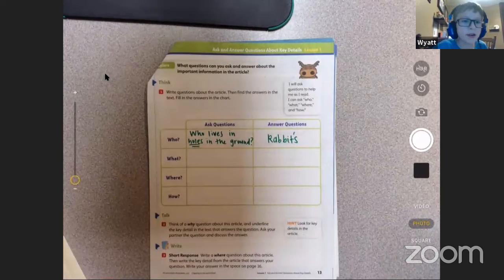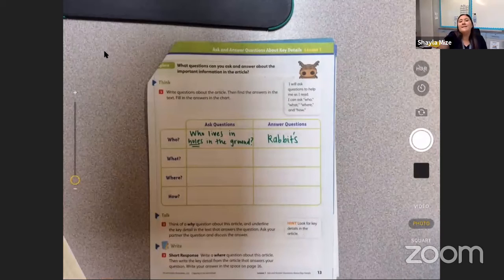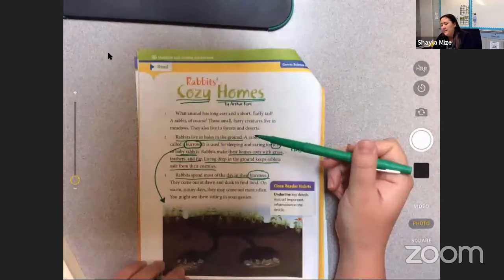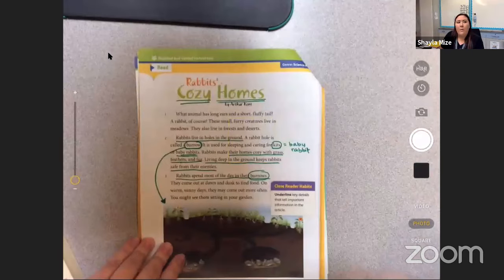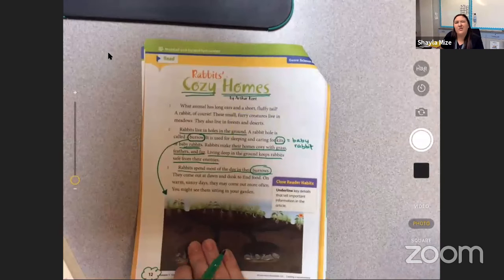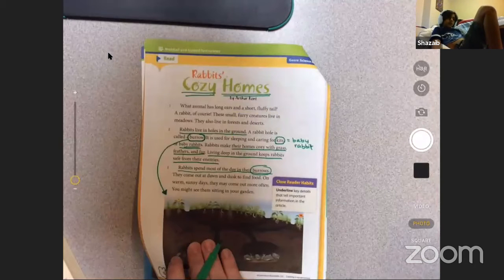What makes it special? From the article, there's rabbits in it. Okay, but is that something that we can find in the article? If you can go find that, Adeline, in the article, the answer, underline it for me. What makes the rabbit special?